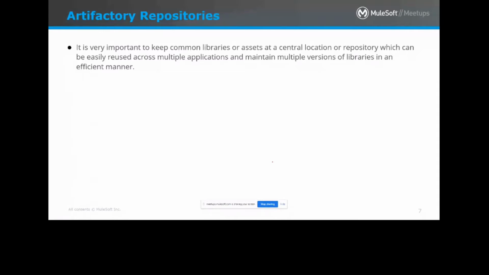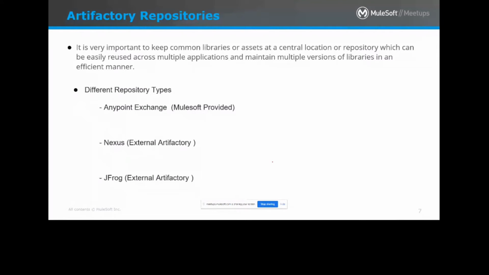If we have common stuff or a common utility to reuse within the team or across teams, we should always have one library or repository where we can maintain our assets and multiple versions, right? So we should have one common repository. As per industry standards in today's world, the most famous repositories or artifactories are Anypoint Exchange, which is provided by MuleSoft, then Nexus repository, and then JFrog. These are the three most widely used repositories in the integration world.